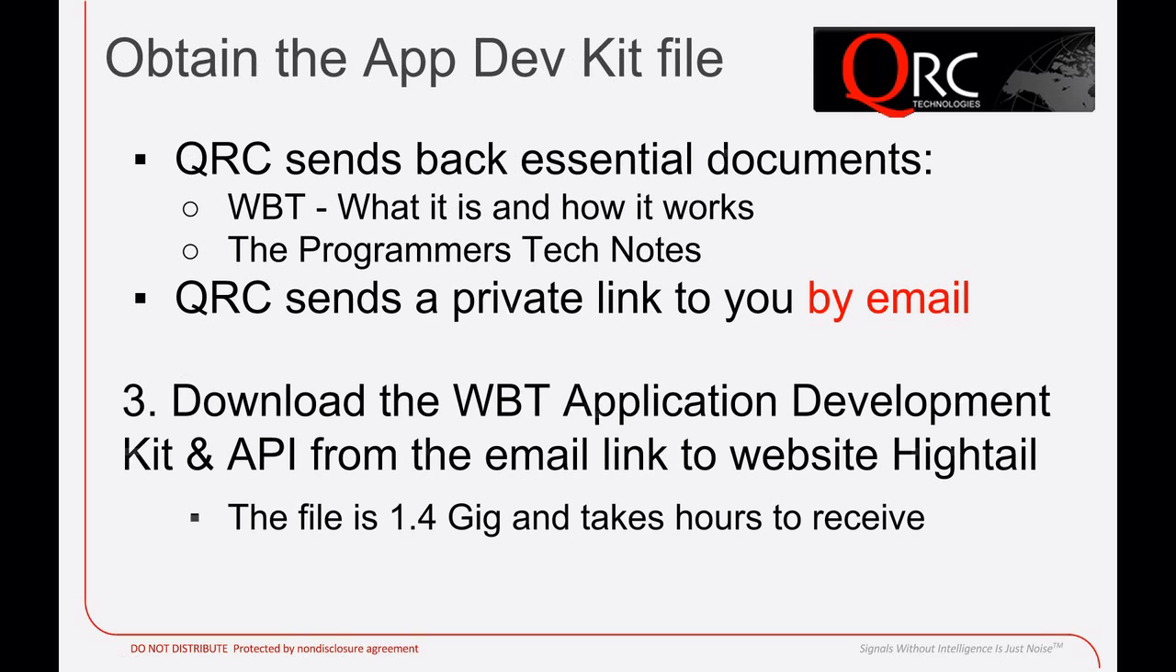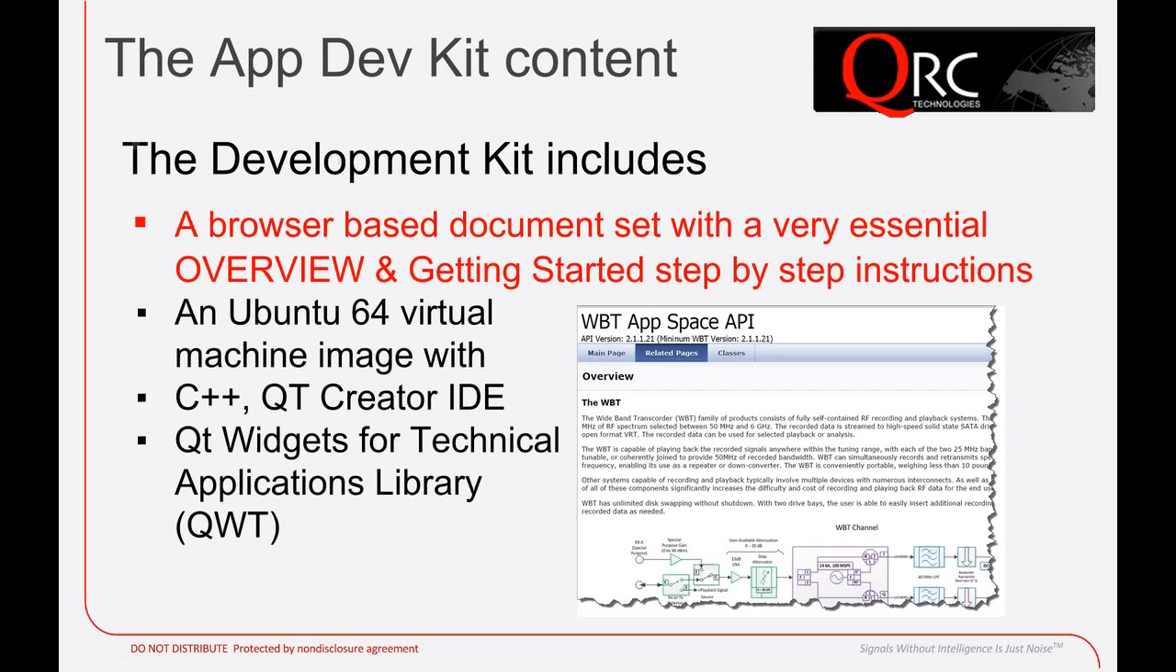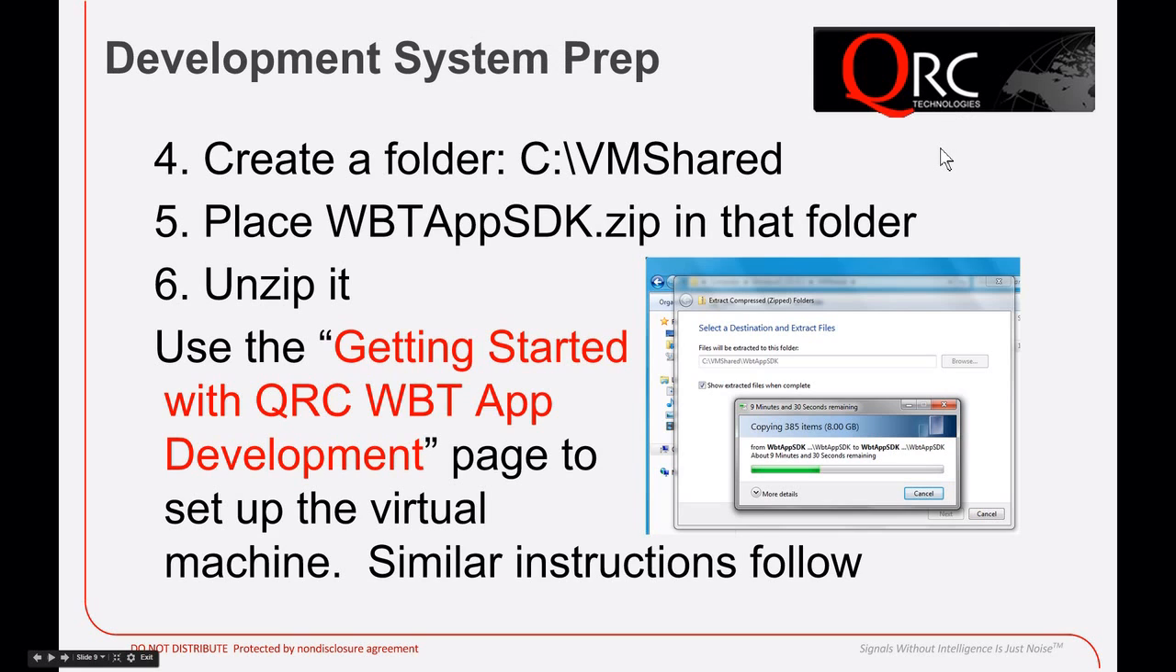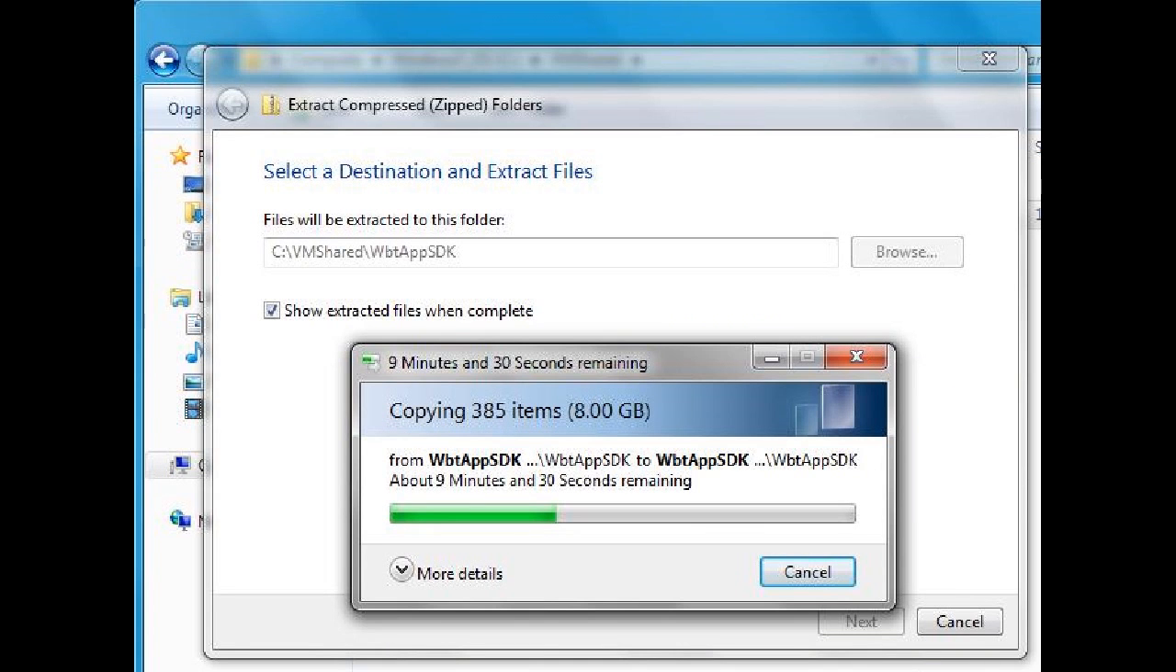Then we send you a private link by email to allow you to download the WBT Application Development Kit from the Hightail website. The file's kind of large, 1.5 GB. It takes several hours. You're going to want to take that kit and examine its contents. It's an Ubuntu 64 virtual machine with C++ and Qt and a bunch of other library components in it. So you want to create a folder, VMShared, on your C drive and place the application development zip file in that folder, unzip it, and then look at the web pages like the one that says Getting Started with QRC WBTs.